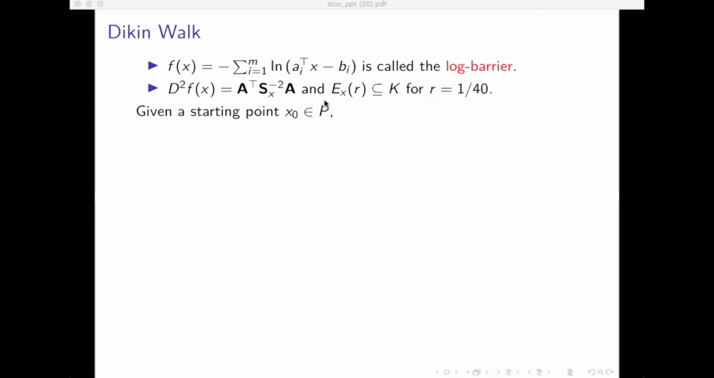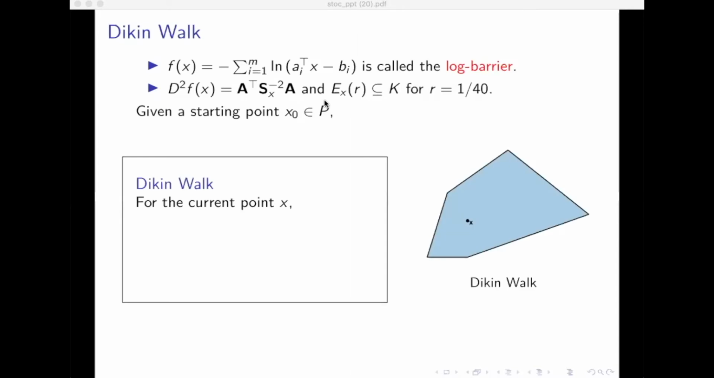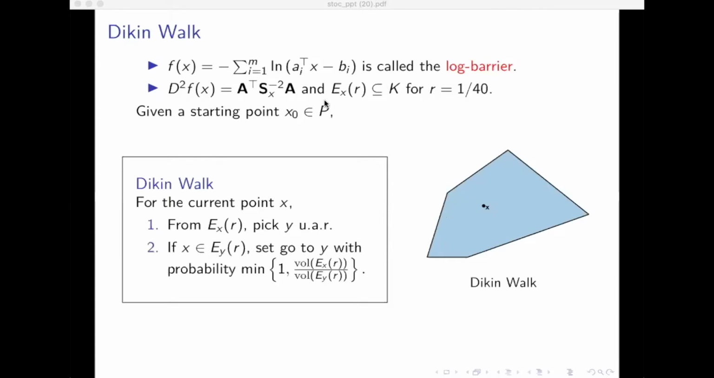Given a starting point x naught in the polytope, the Dikin walk can be described as follows. For the current point x, from the Dikin ellipsoid centered at x, pick a point y uniformly at random. If x belongs to the Dikin ellipsoid of y, we move to y with probability minimum of 1 and the ratio of volumes of E_x and E_y.